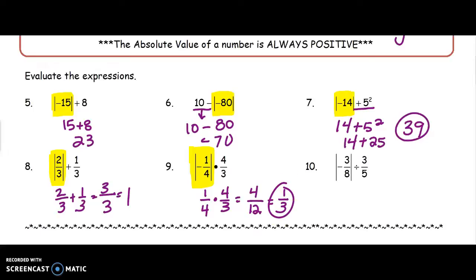Number 10, again, you would always take the absolute value first. The distance from 0 to negative 3/8 is 3/8, and then divided by 3/5. Now, if you remember, we did this on our calculators yesterday. So go ahead and in your calculators, type parentheses 3 divided by 8 divided by parentheses 3 divided by 5. And that should give you 5/8.